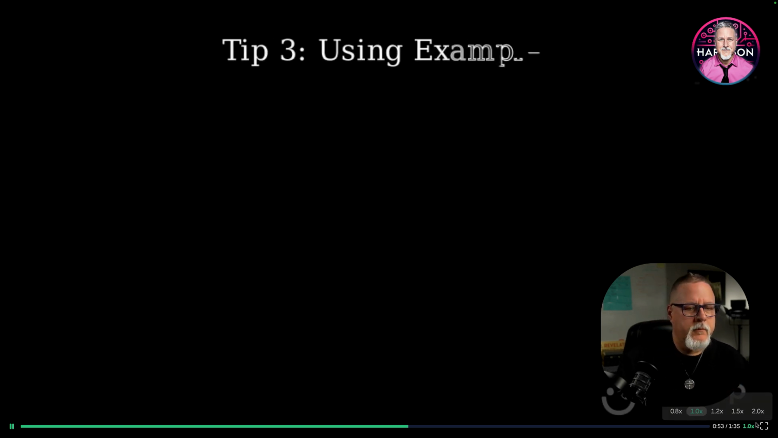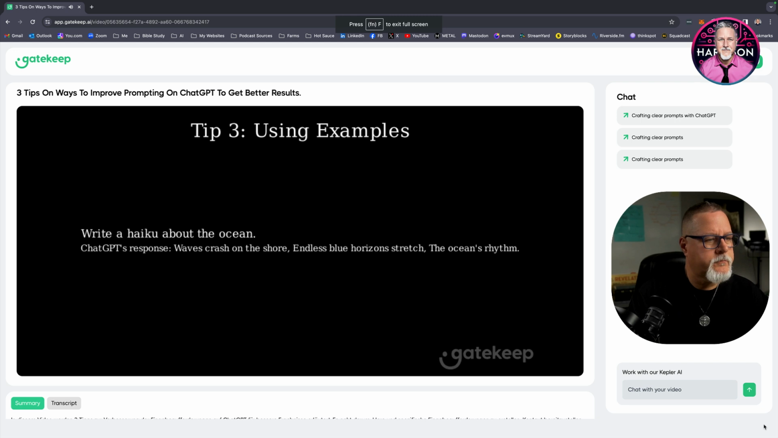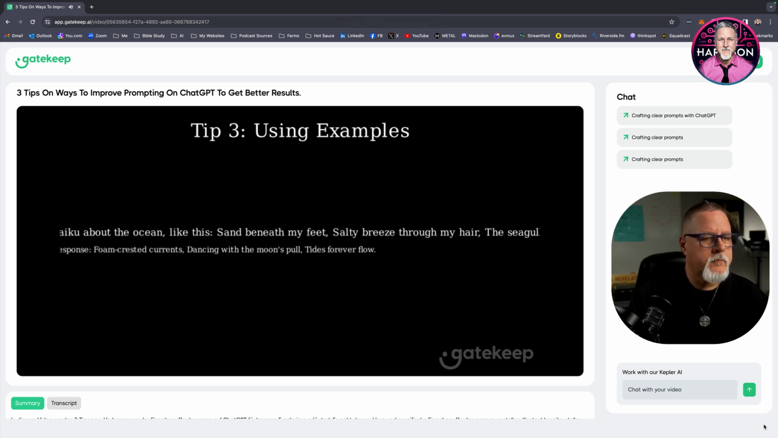Tip number 3 is to use examples in your prompts. Providing examples of what you're looking for can help guide ChatGPT to generate responses that better match your desired output. This is especially useful for writing tasks or when you need a specific format.